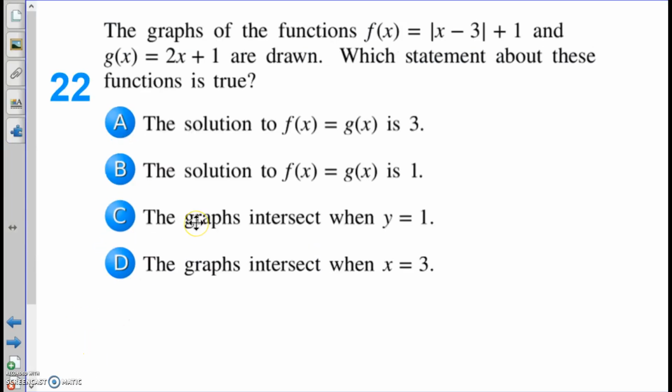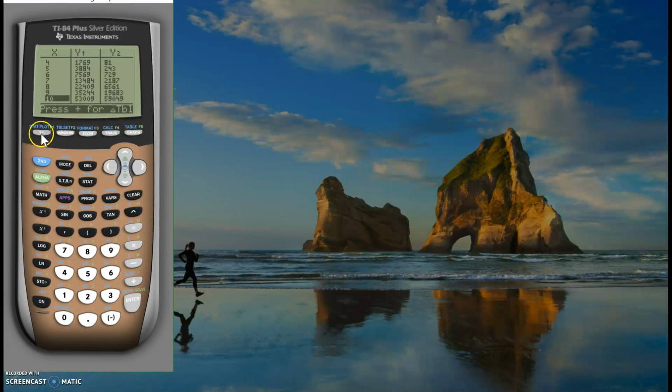All right, number 22, another calculator question. The graphs of this and this, what statement is true about them? So again, let me type in the f of x and g of x into my y1 and y2. And you're probably seeing a trend here that there are a fair amount of questions on this Regents exam that require you to use your calculator. Not necessarily require. Sometimes there are ways to do it without the calculator, but the calculator really is a huge tool for this algebra exam.